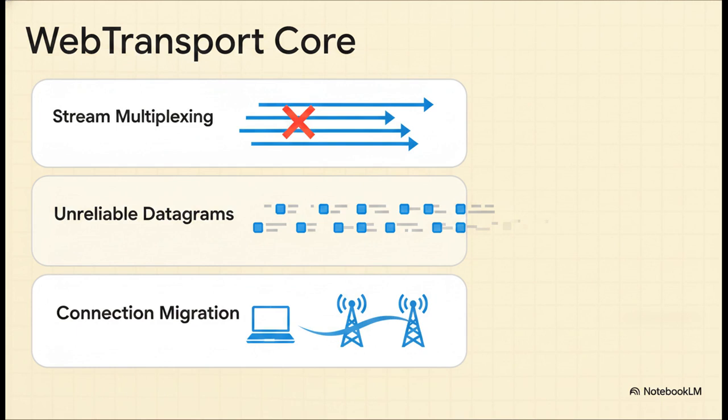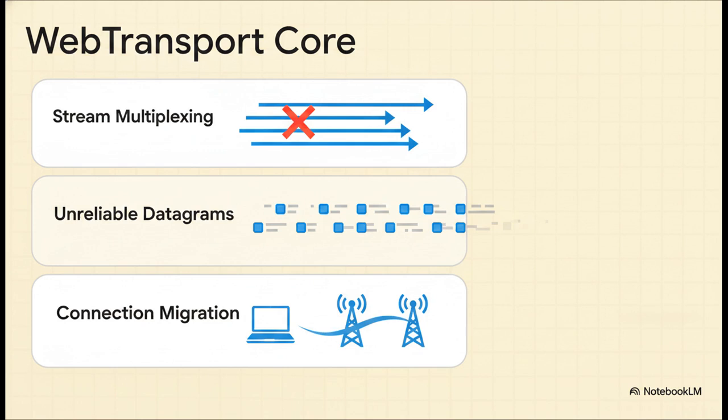Because WebSockets run on TCP, if a single packet is lost, the operating system literally pauses the entire connection window until that specific packet is retransmitted. This is called head-of-line blocking, and it's a huge pain. WebTransport's true stream multiplexing completely resolves this.